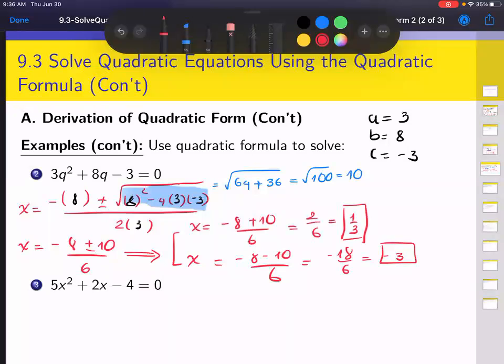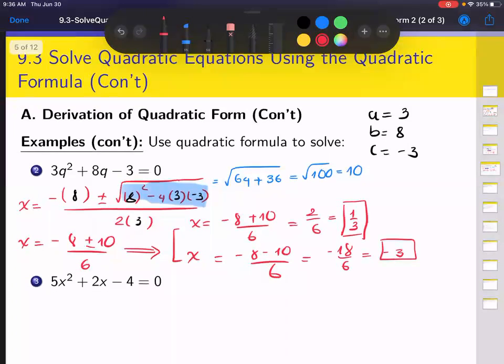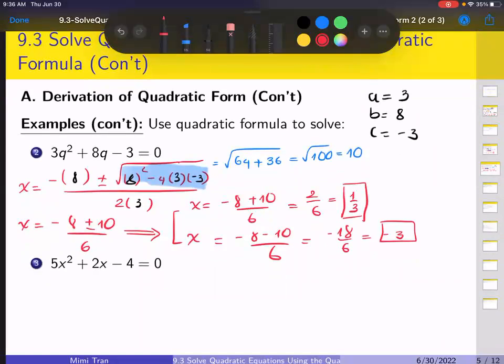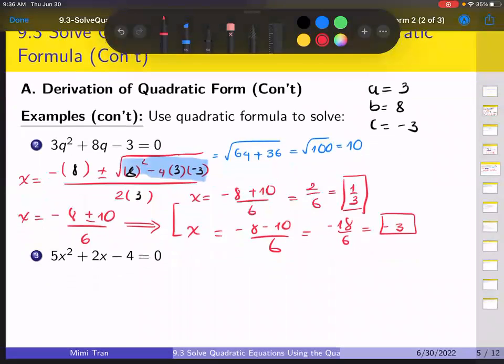So for the square root of 8 squared minus 4AC, we don't have to write it out. No, you don't have to. Plug it in your calculator and give me the 10. You don't have to do it by hand. It's just a habit. When I grew up, I didn't use a lot of calculators, so I had to do everything by hand.